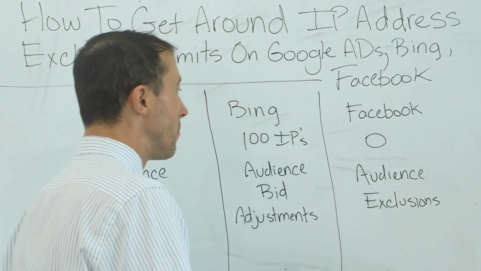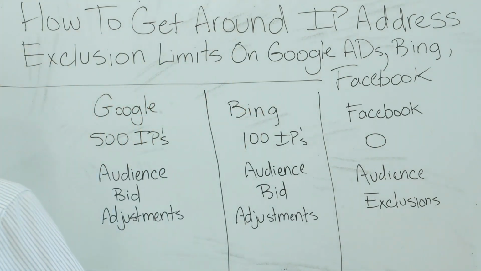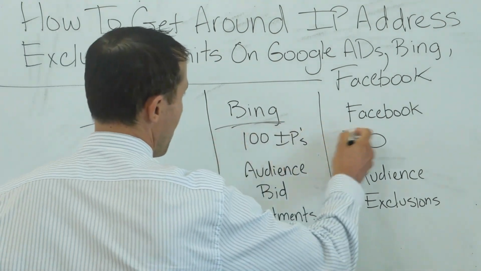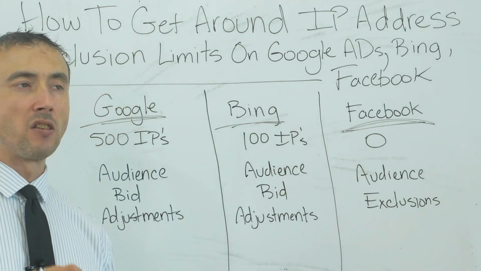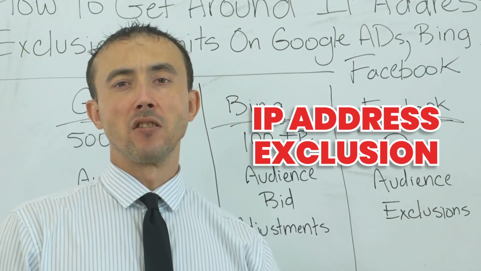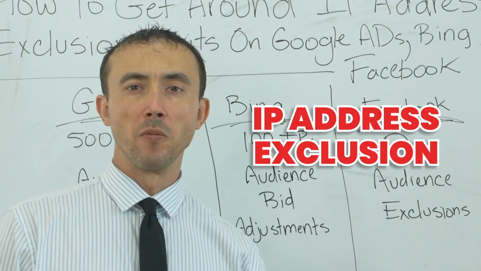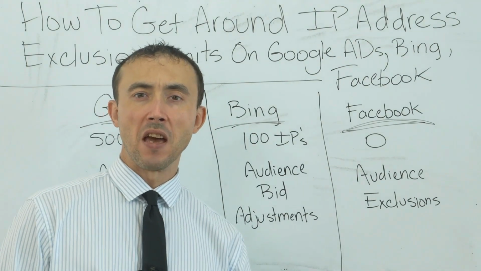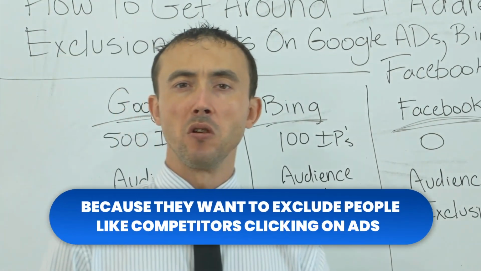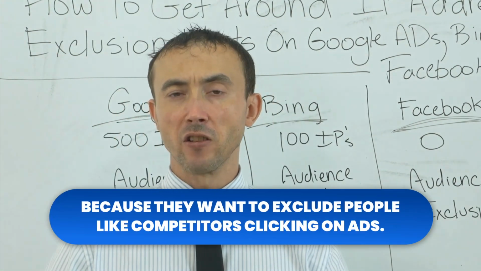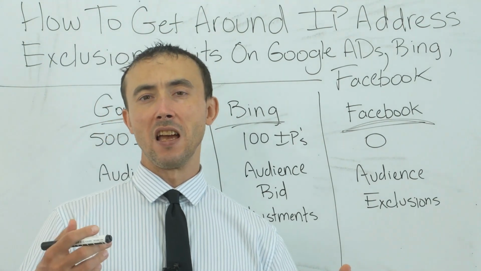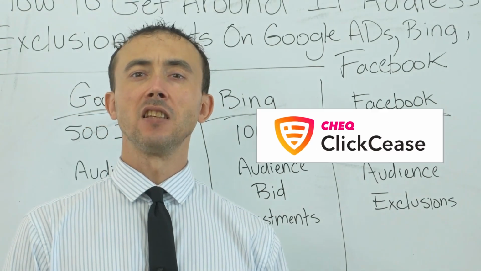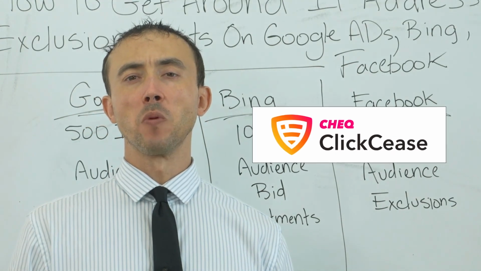So with that said, getting into the meat of the content here. Depending on what platform you're on will change what you can do as far as so-called IP address exclusions on these platforms. Most people exclude IP addresses because they want to exclude people, like competitors, clicking on their ads. And they'll typically do this by using click fraud software like ClickCease. ClickCease is the most popular one.